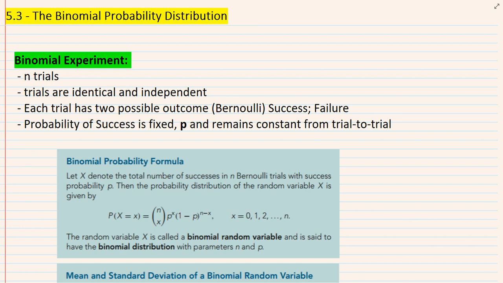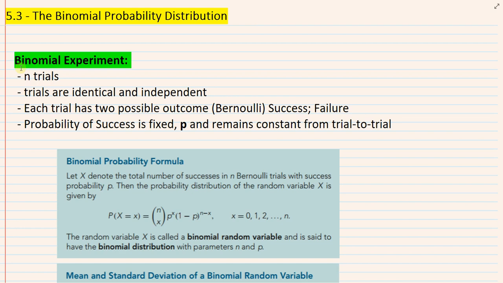In section 5.3, we're going to talk about the binomial probability distribution. The binomial probability distribution is one of the well-known discrete probability distributions. Before we actually discuss the formula or the function form of the binomial probability distribution, however, let's talk about the binomial experiment. Now, the word binomial: the prefix bi meaning two, and nomial means terms.